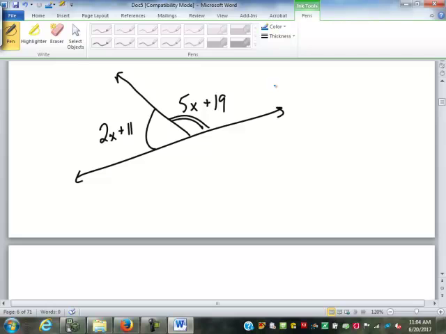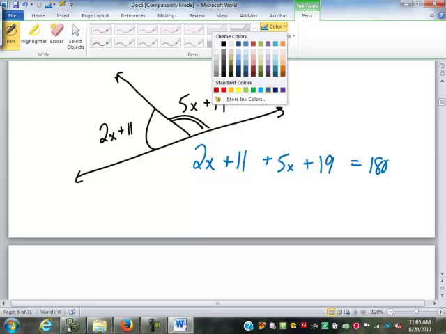So what's the relationship here? Equal 180. They add up to 180. Very good. So 2x plus 11 plus 5x plus 19 adds up to 180 degrees.